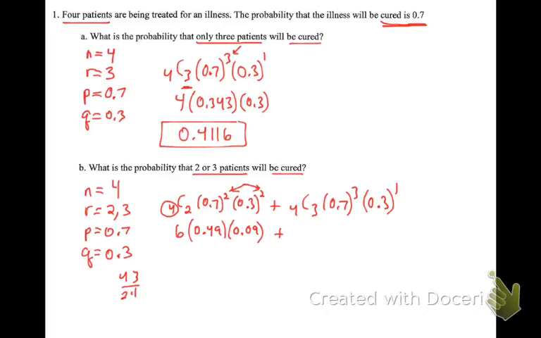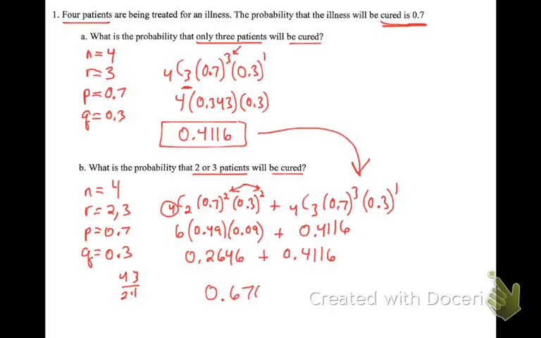And notice from part A, we already solved for the probability of only 3 patients, so we can just use that value. There's no need to recalculate it if in an earlier part of the problem we calculated that probability. But 6 times 0.49 times 0.09 is going to be 0.2646. We're going to add that to the 0.4116, which gives a total probability of 0.6762.